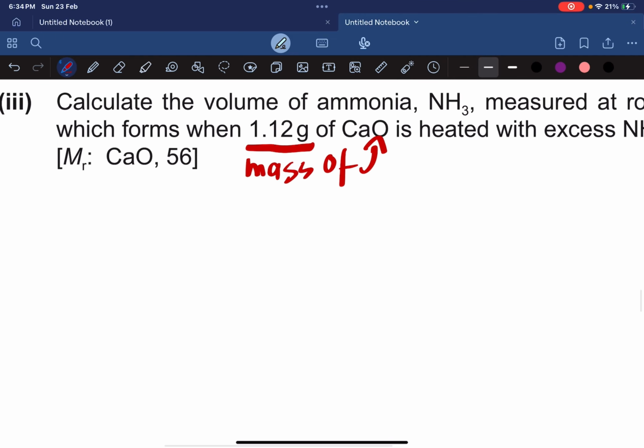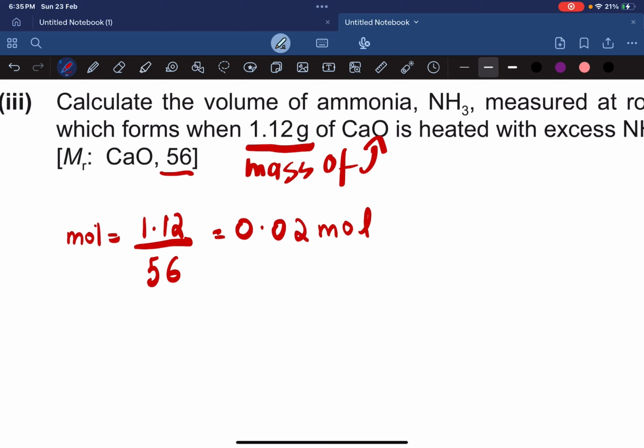Let's calculate. First, we should know the MR. We are given the MR, it's 56, okay? So for moles, moles is equal to mass, mass is 1.12, over MR, which is 56. Put it on your calculators. 1.12 over 56 is going to give you 0.02 moles. Okay, now we know the moles of calcium oxide.